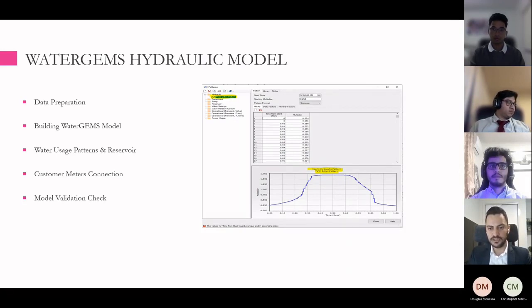Reservoir. For any water network, there must be a reservoir source of water to feed the network with the required water for the customers.